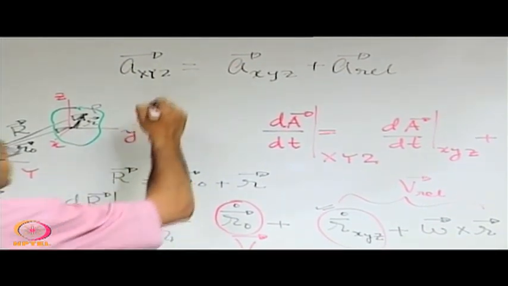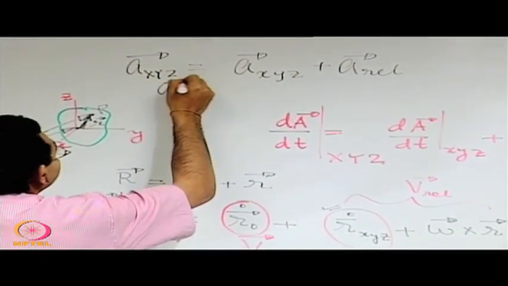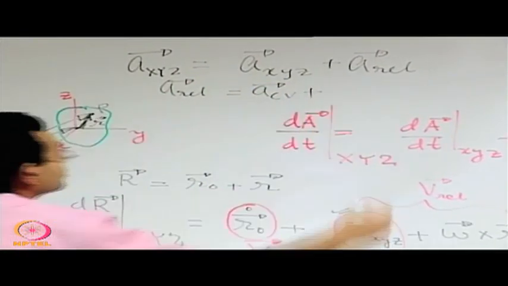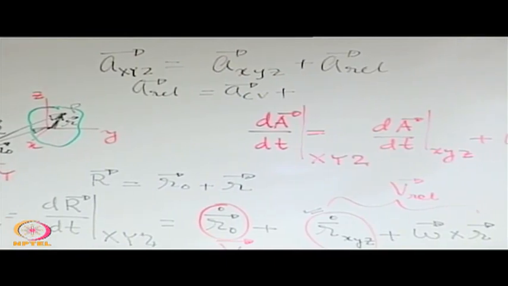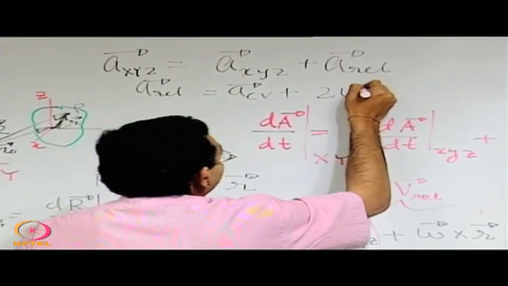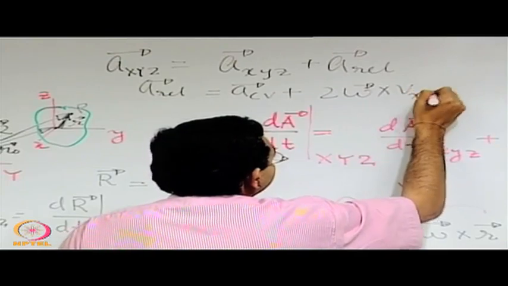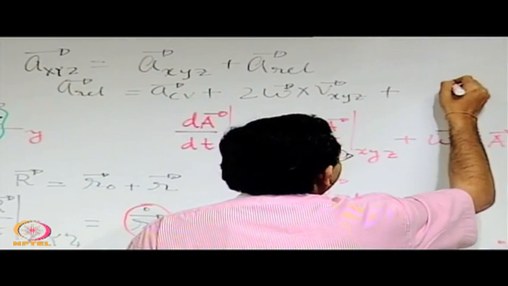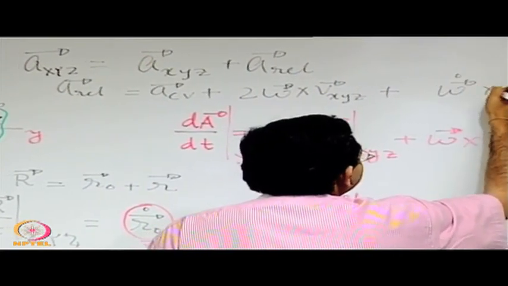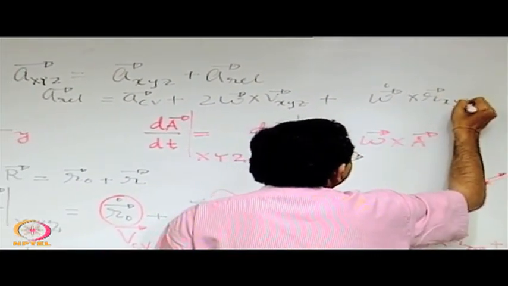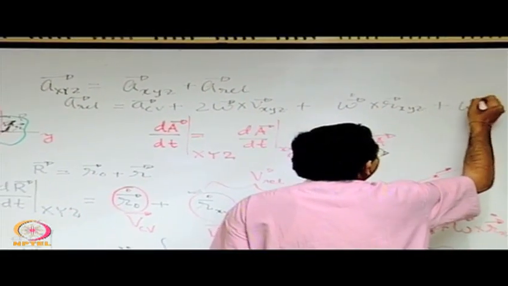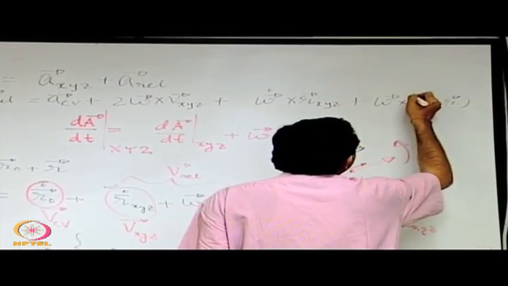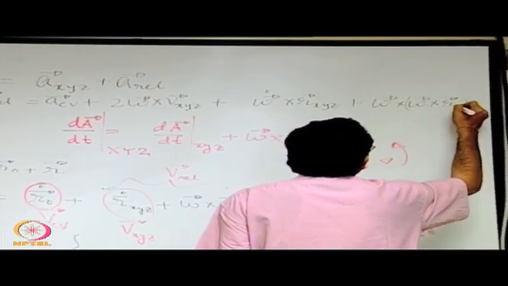So, in the A relative we have A control volume plus 2 omega cross V xy small xyz plus omega dot cross r small xyz plus omega cross omega cross r. R is again small xyz.